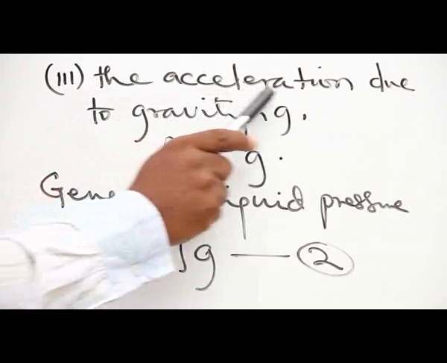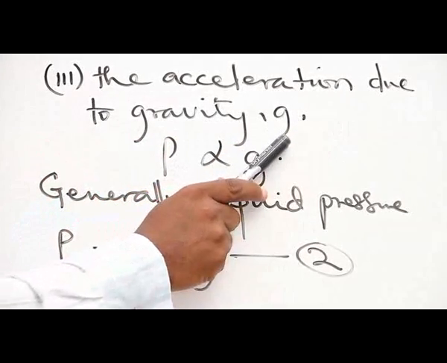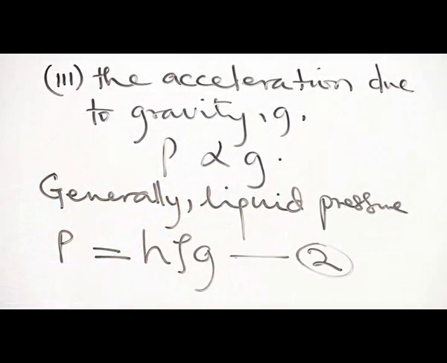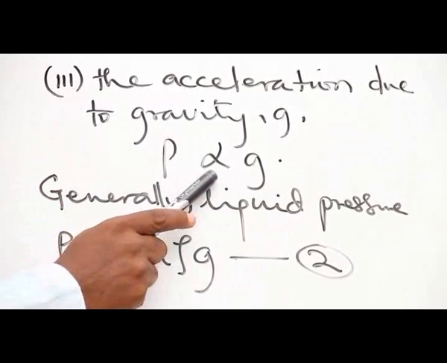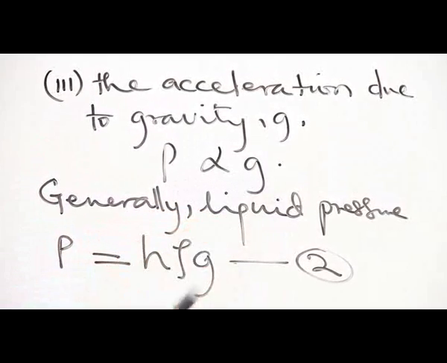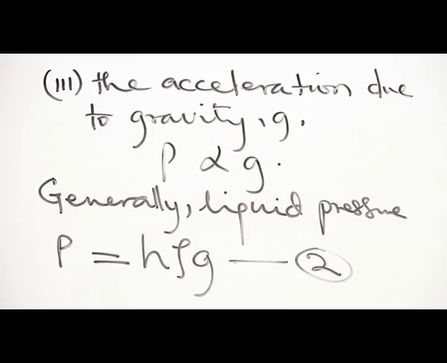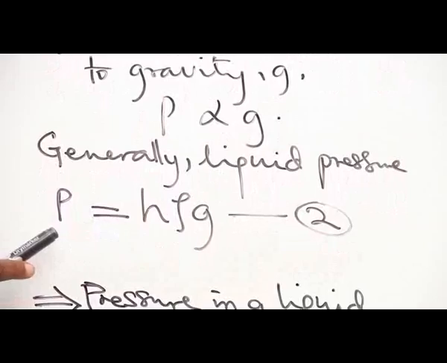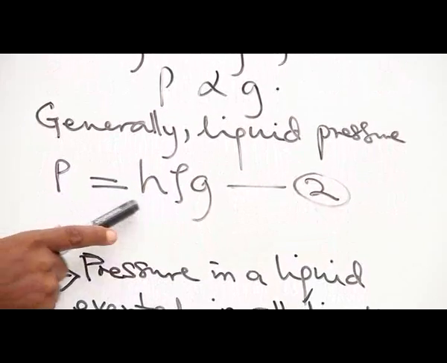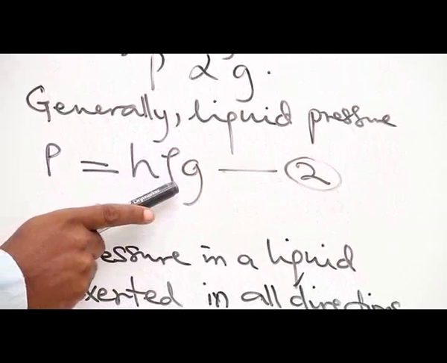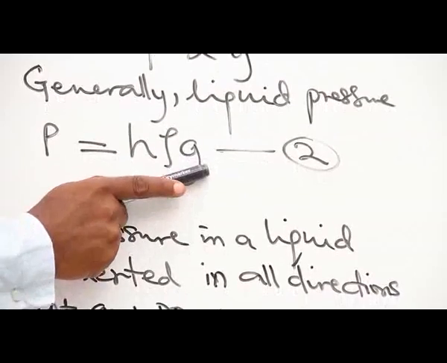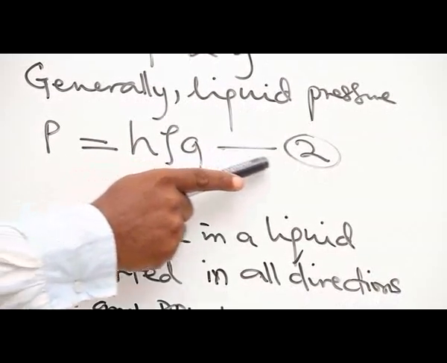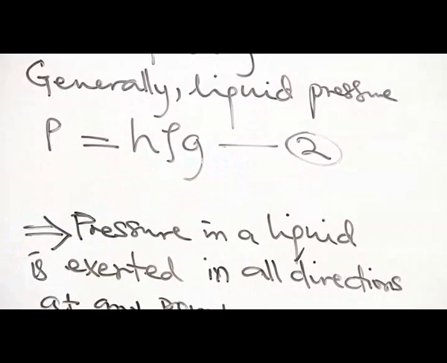3. The acceleration due to gravity represented by small letter g. Pressure of a liquid is directly proportional to the acceleration due to gravity. Generally, liquid pressure is given by P equal to the depth times the density of the liquid times the acceleration due to gravity. This is our equation 2.